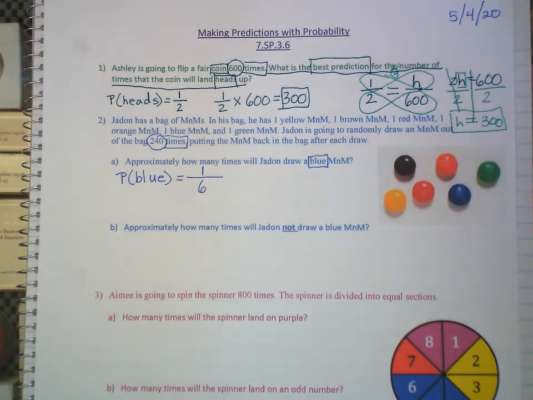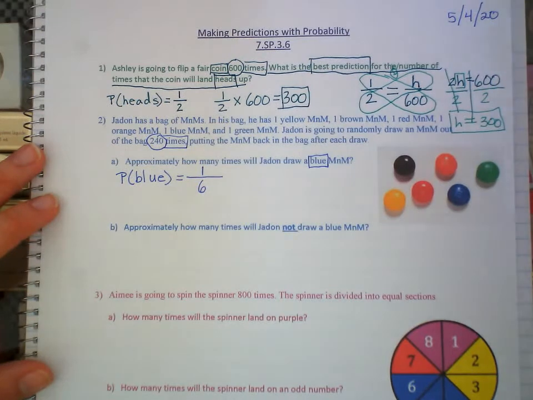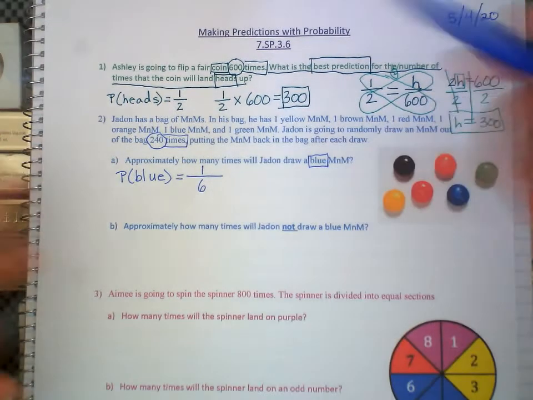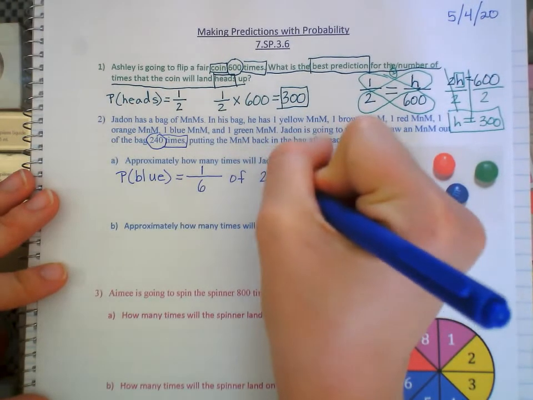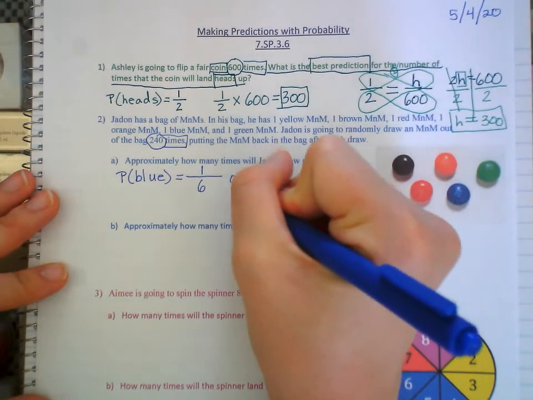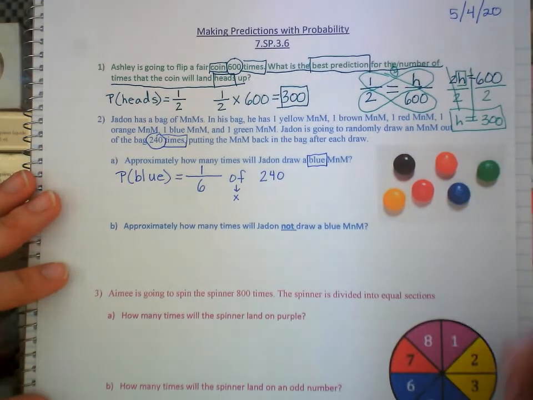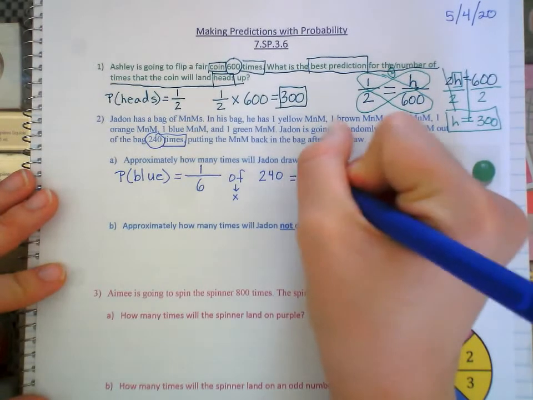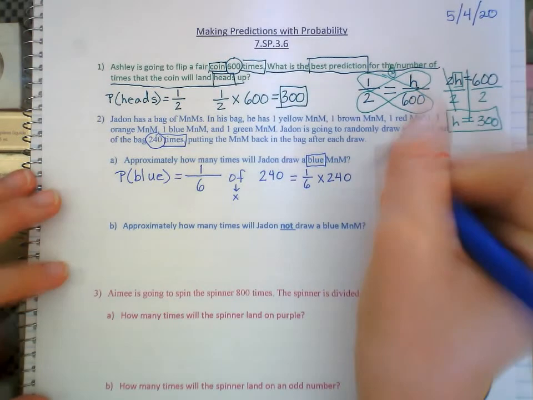Approximately how many times will Jaden draw a blue M&M? 1 out of 6. 1 blue M&M out of 6 M&Ms total. Now, he's doing it 240 times. So 1/6 of the 240 times. Of, guys, of means multiply. So you can just do 1/6 times 240.